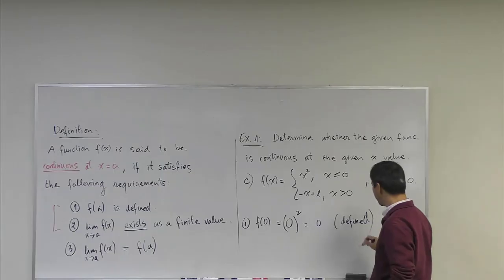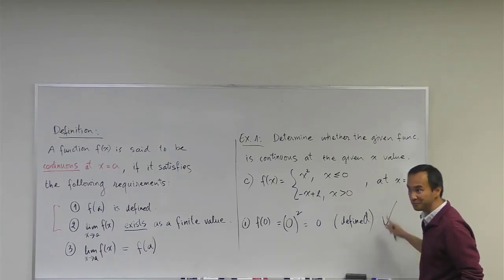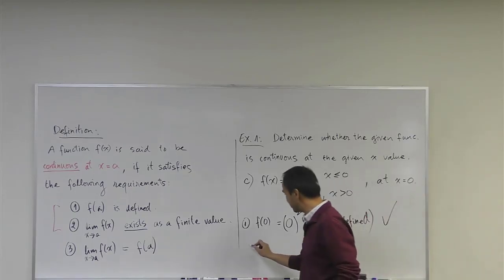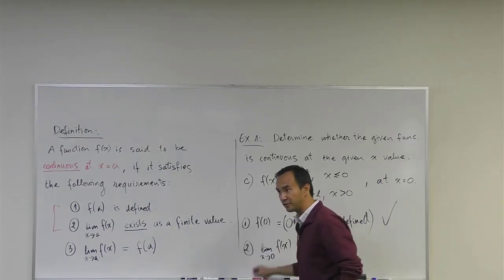It's defined, right? So we check on that. But that means we don't stop here and make some rushed conclusion, right? We go on to the next one here. So let's now take the limits. We want to take the limit for this function as x gets close to 0, generally from both sides.